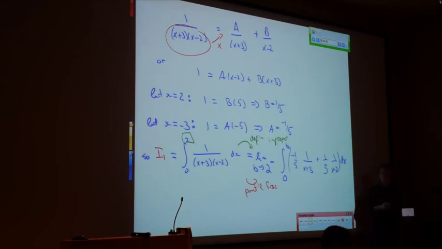Let's do the integration then. Actually, let me pause for questions. Any steps in there causing concern, trouble, difficulty? Good. Okay.